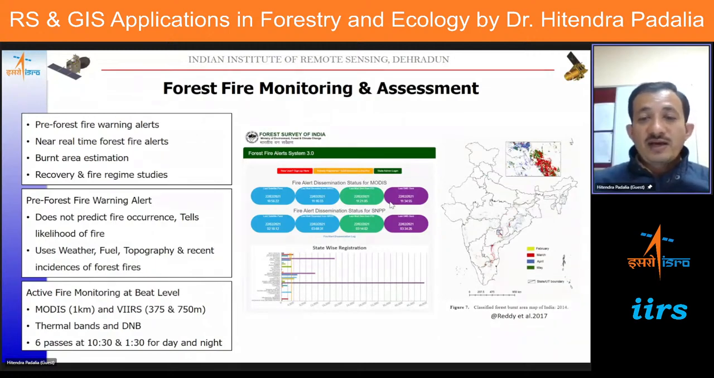So we are in a very fire-prone area here, and every summer season we have a lot of fire incidences, and as population is growing, fire incidences are also increasing. Human disturbance and biodiversity disturbance in forest areas is increasing.